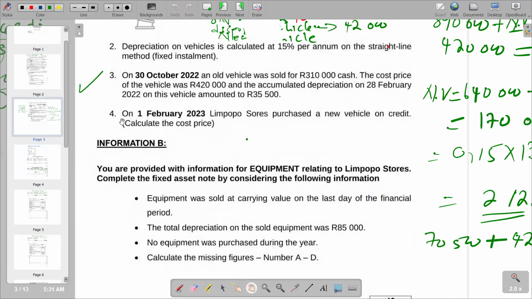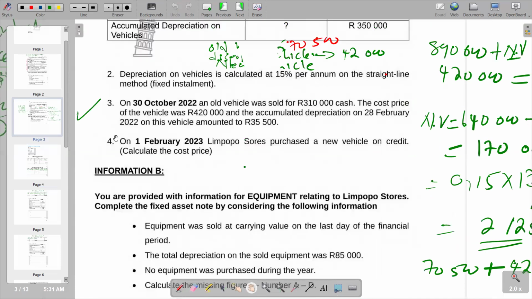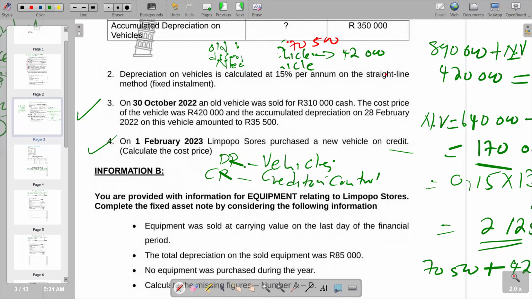effect the double entry. We've got the vehicle here, which was the last vehicle on item 4. It was purchased on 1 February 2023, for 170,000. So basically, the double entry is: debit the asset account, which is vehicles, and then we credit, since we are buying on credit, the creditors control.